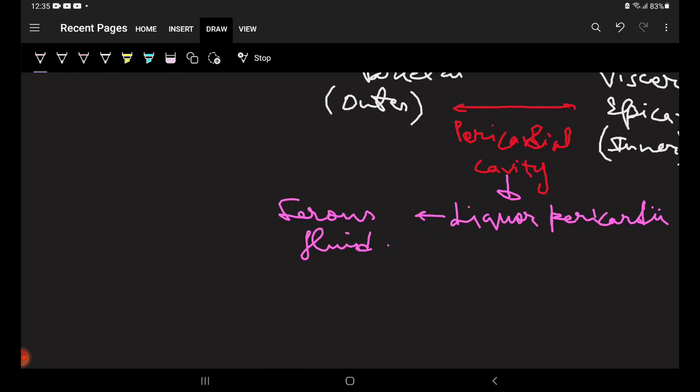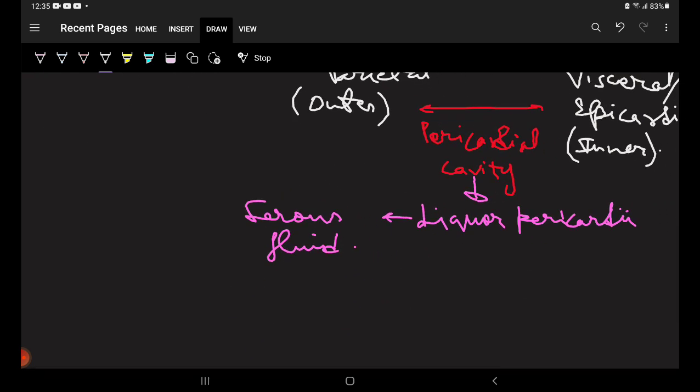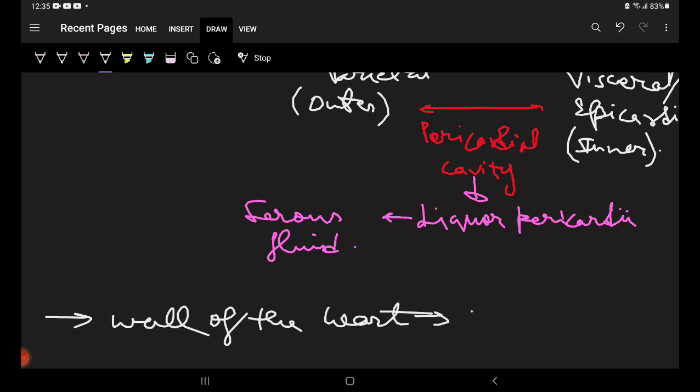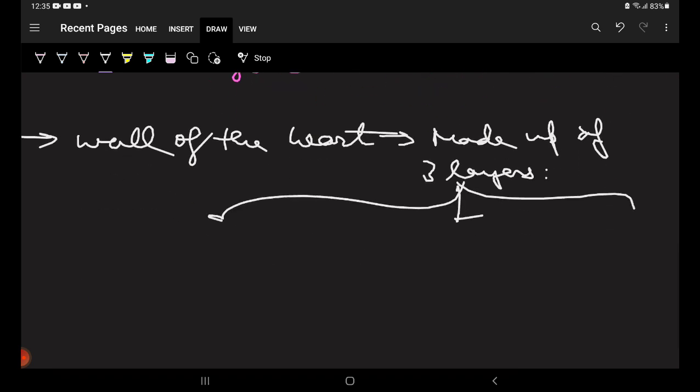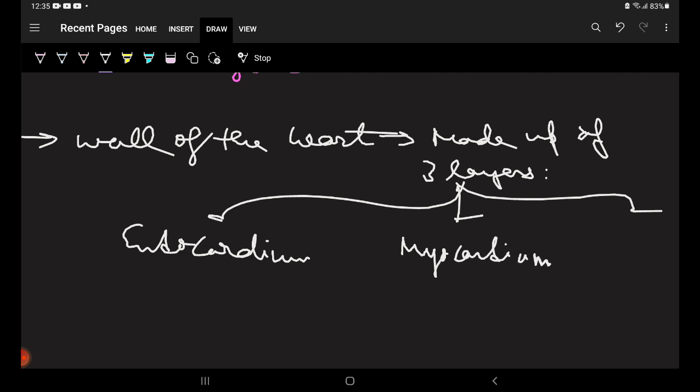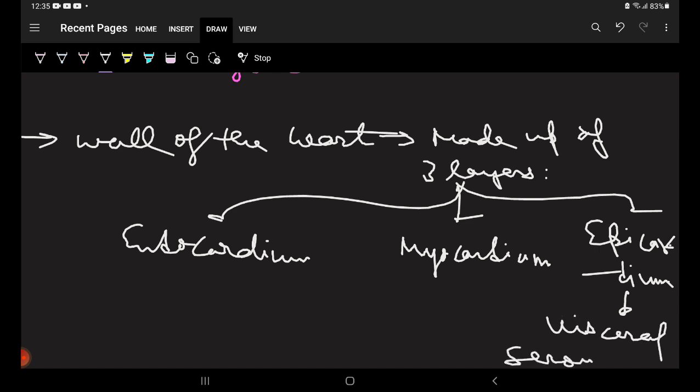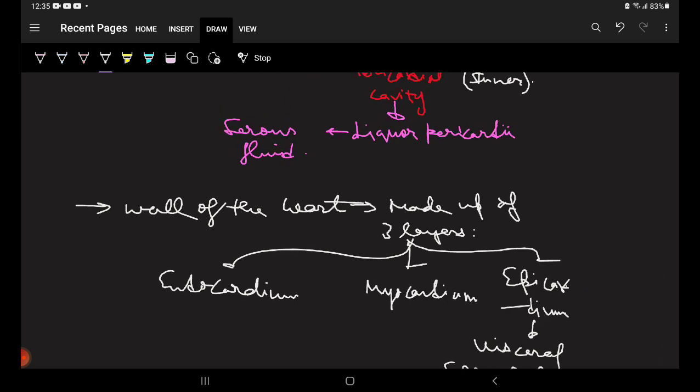Now let us talk about the wall of the heart. The wall of the heart is made up of three layers. What are those three layers? Endocardium, myocardium, and epicardium. And this epicardium is the same as the visceral serous layer.